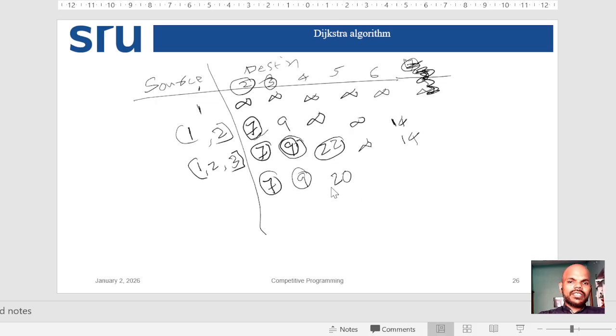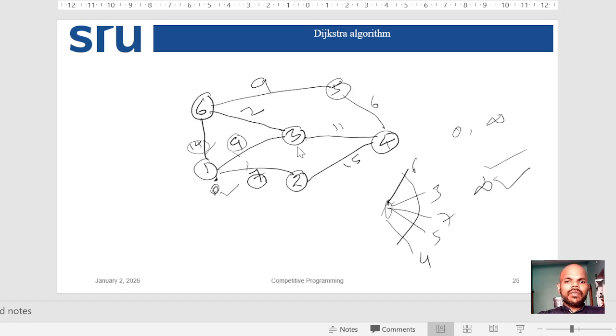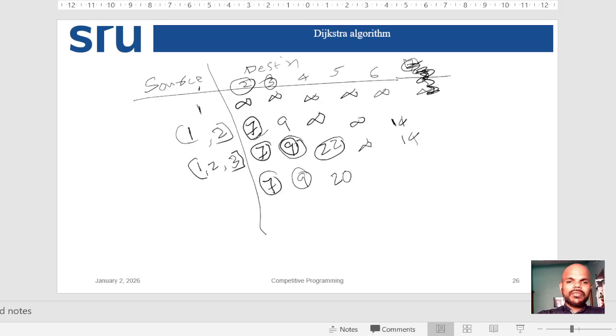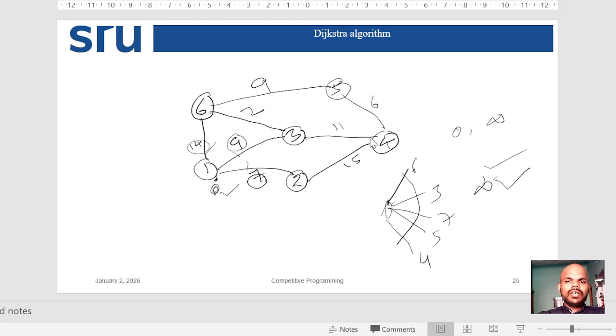Okay. So next, 1 to 5. So now you check 1 to 5. 1 to 5, we already explored 1 to 2 and 1 to 3, but we don't have any connection. So you keep it as it was, infinite only. Right. So you put infinite, and next 1 to 6.